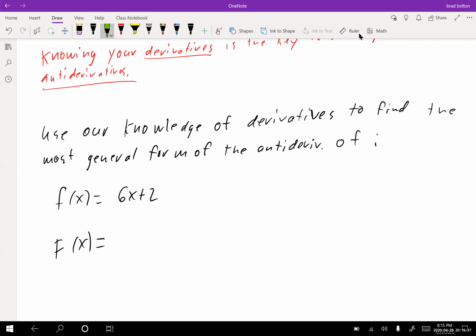So then I have to think, what could I write that when I take the derivative of it, I would get 6x? Well, what if I wrote 3x squared? If I wrote 3x squared, what's the derivative of 3x squared? Boom, it would give me 6x. So that must be it. Now, what could I take the derivative of to get a 2? Oh, 2x, right? Because the derivative of 2x would give me 2. So I'm pretty sure that this is the right antiderivative.